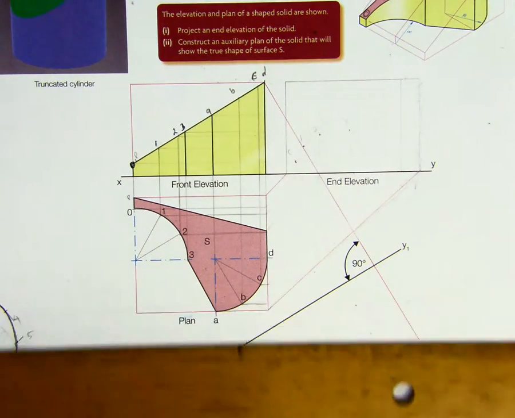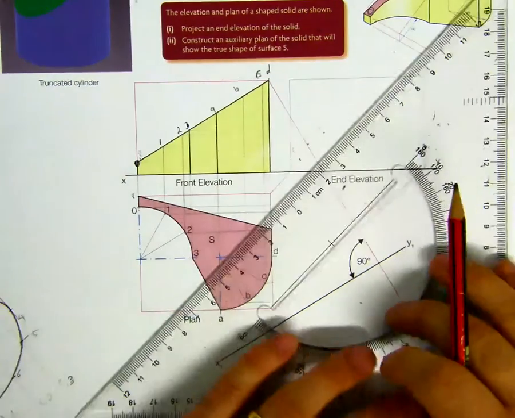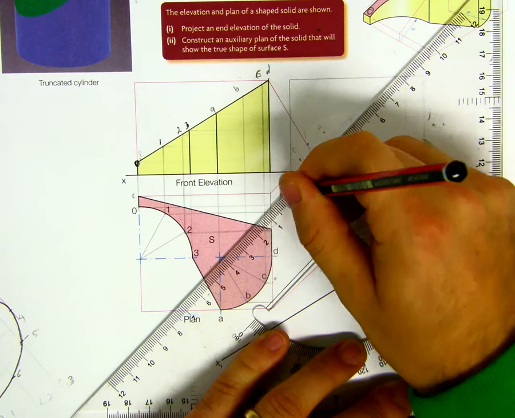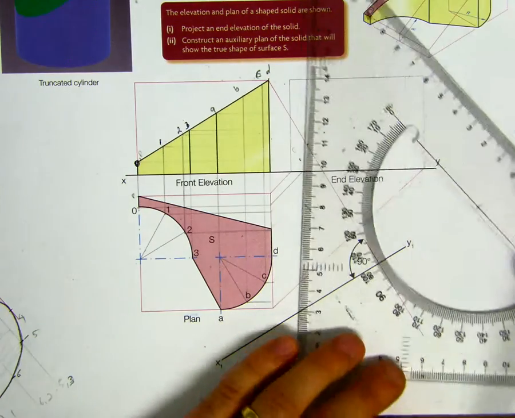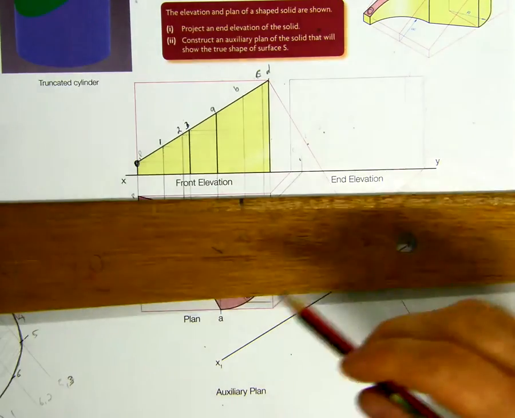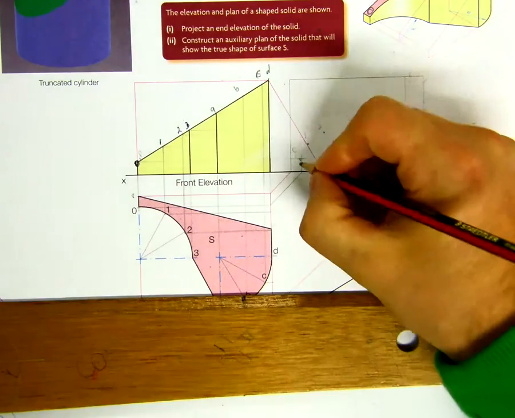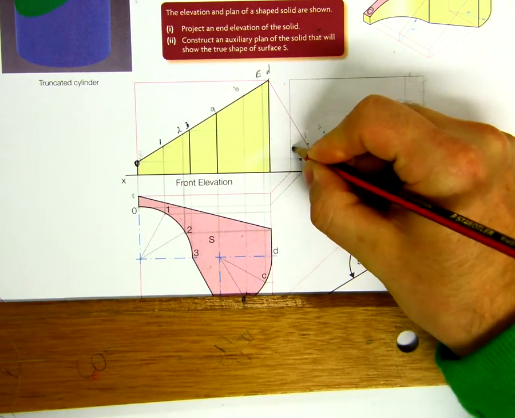Okay, once we've got our points in plan, we have our points in elevation, bring them up, bring them across and up at 45 degrees. So for example, O is going to be here, we bring O up, we bring it across, where they intersect each other, that point there is going to be O.